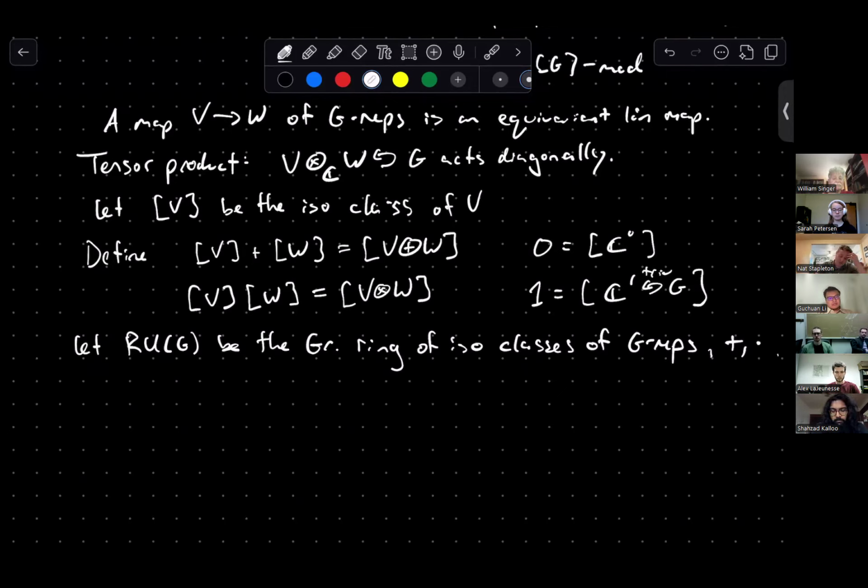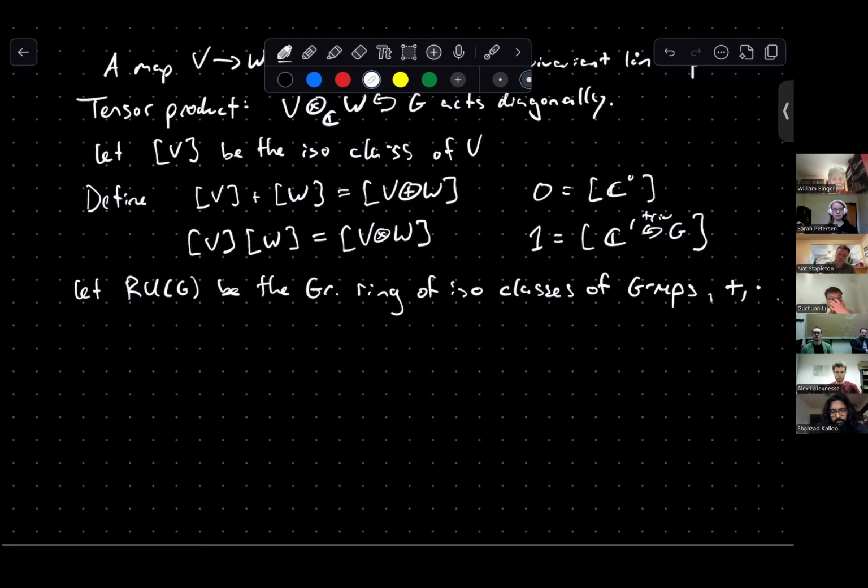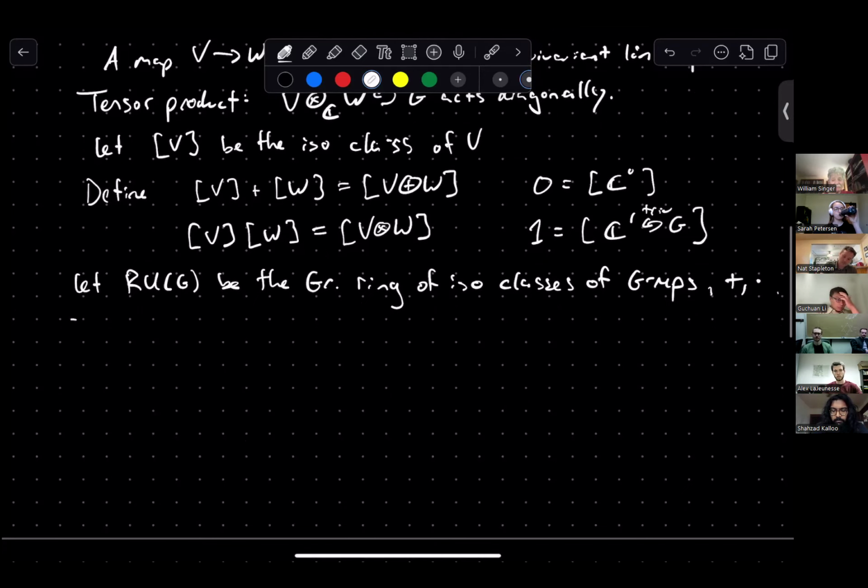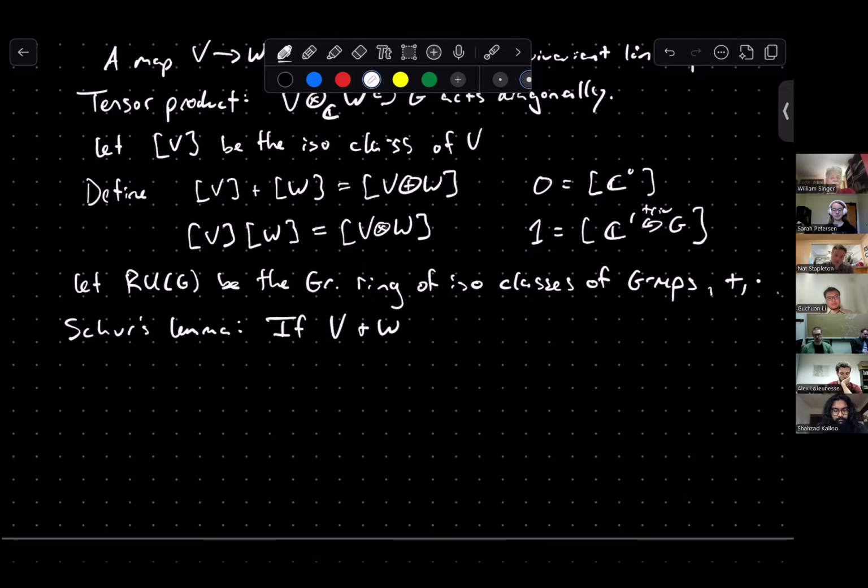And there's an important theorem about irreducible G representations that is kind of the thing that makes all of this work, which is called Schur's lemma. And I just want to recall it. This is a good exercise. If you haven't seen this one before, it's a good exercise to try and prove it. It's just a linear algebra exercise. And it says that if V and W are irreducible G reps, then, well, one of two things happens.